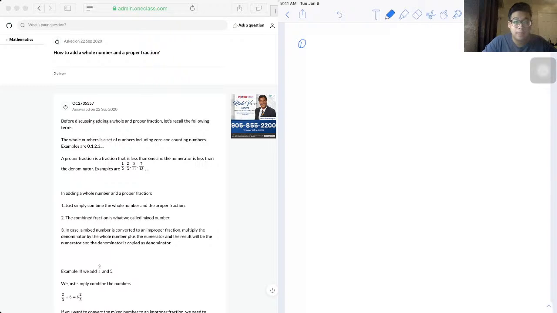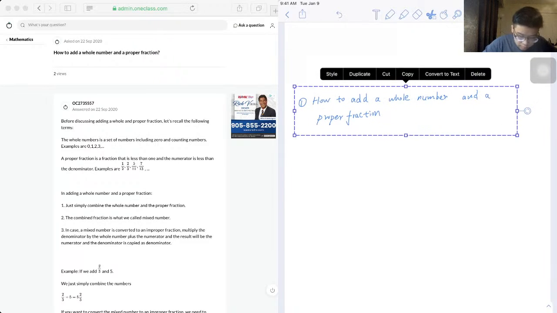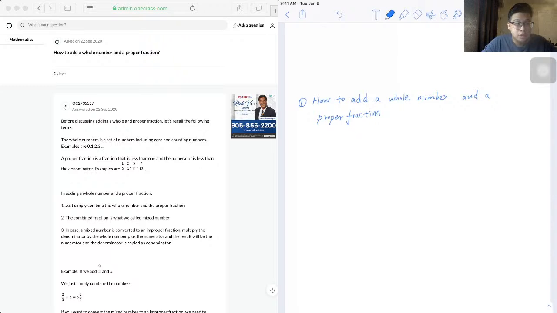So the first question is asking us how to add a whole number and a proper fraction. Before actually talking about this question, let's first define what are whole numbers and what are proper fractions.